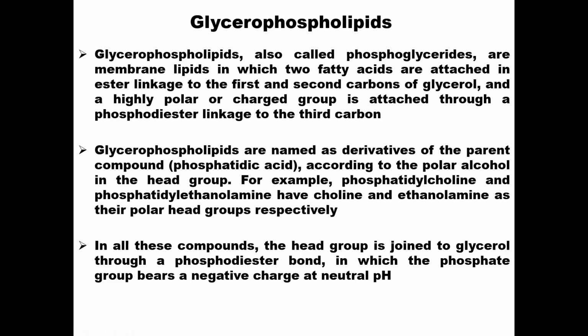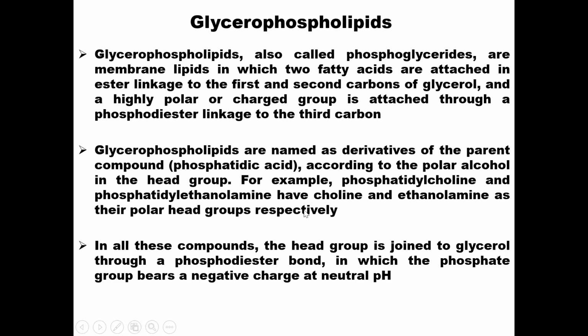Phosphoric acid attaching to the third carbon in what? Phosphodiester linkage. So glycerophospholipids are named as derivatives of the parent compound. What is the parent compound of glycerophospholipid? It is called phosphatidic acid. Now, phosphatidic acid, you are familiar with it.